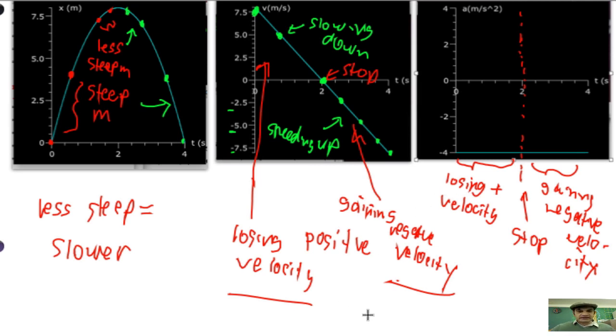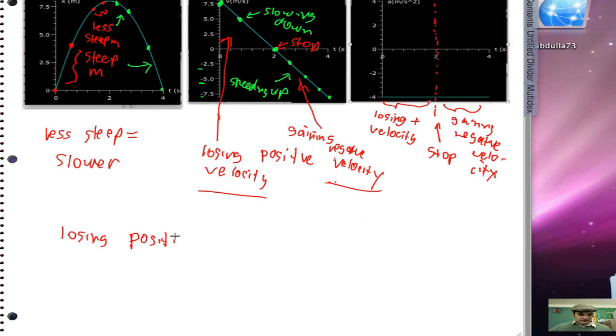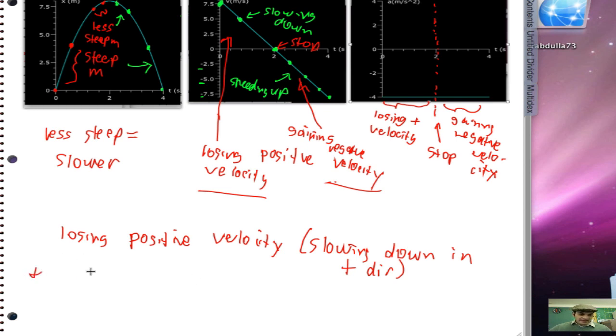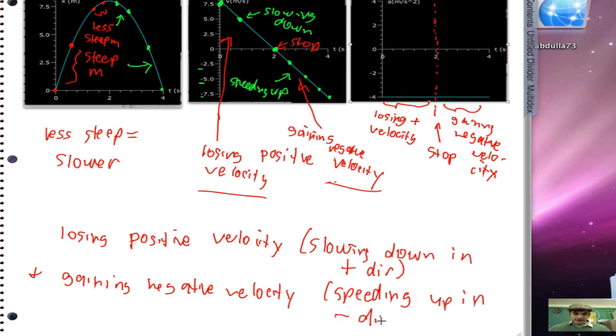So apparently, I'm just going to say it first, and then I'll try to explain it a little deeper in a second. Okay, losing positive velocity. So in other words, slowing down in the positive direction, and gaining negative velocity. That means speeding up in the negative direction. Apparently, both of these things right here mean the same thing. And what they mean, both of these things here, both mean negative acceleration.